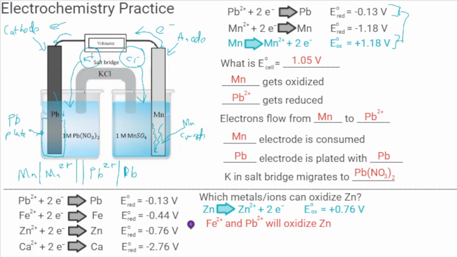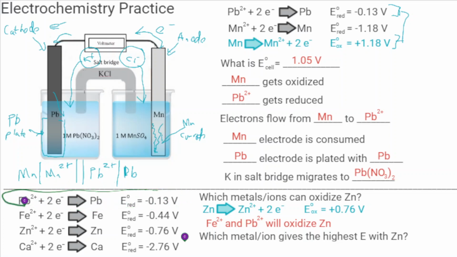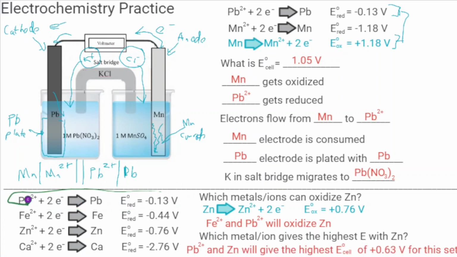And we're given one more follow-up question. Which metal or ion gives the highest standard cell potential with zinc? Well, looking at this, we want whichever one's going to give us the highest positive value. So in this case, our lead 2+ is the most positive or least negative value. So that's one we're going to be using. So when we look at that, we'll have lead 2+ plus zinc will give us our highest cell potential of positive 0.63 volts for this given data set.